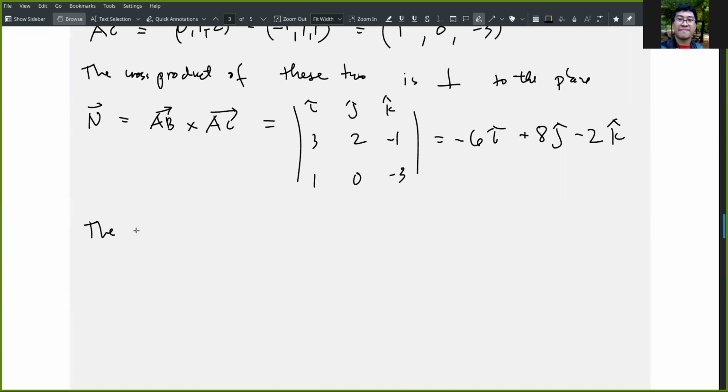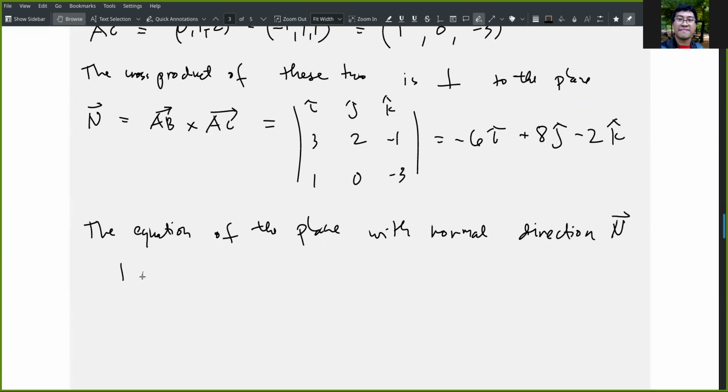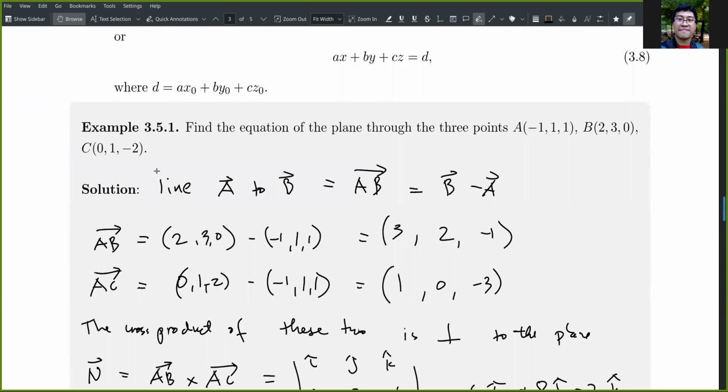So the equation of the plane with normal, or perpendicular, to n. So normal direction n, passing through, for example, B, or we can choose A, B, or C. Let's choose B.